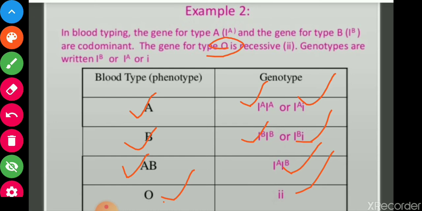O is recessive. When the blood group is AB, it is expressing both alleles here, expressing themselves in the form of blood groups A and B. So the AB blood group is an example of codominance here. This is an example of codominance.